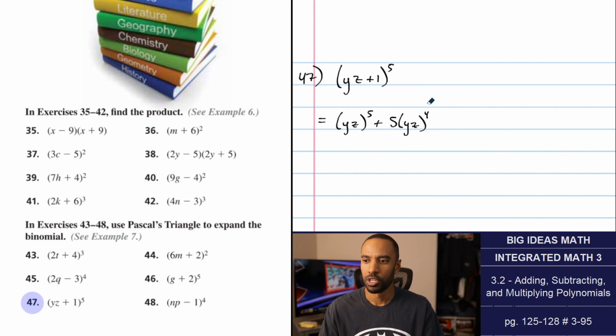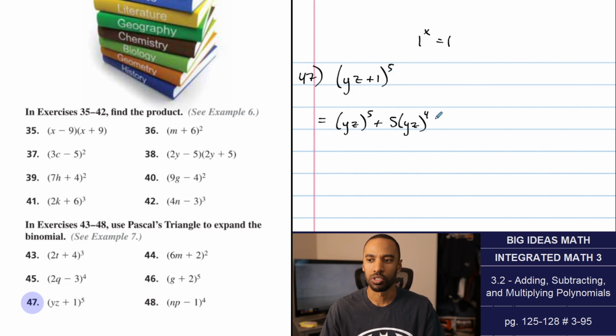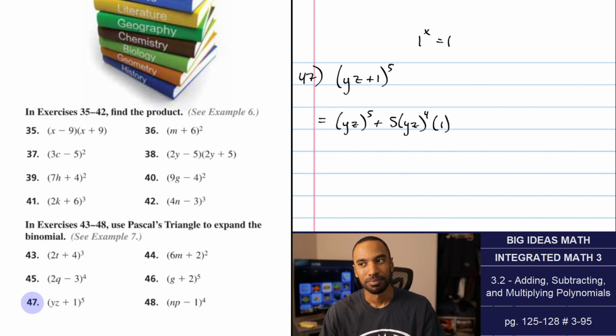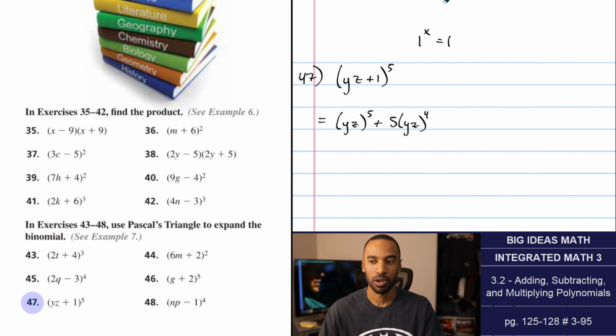You know what you could do? Okay, actually, I'm not going to do it for this problem. But heads up, 1 to the fifth. Guys, 1 to any power is just 1. 1 to the x is 1, right? So do I need to write 1 here and 1 squared and 1 cubed? I'm not going to for the problem.